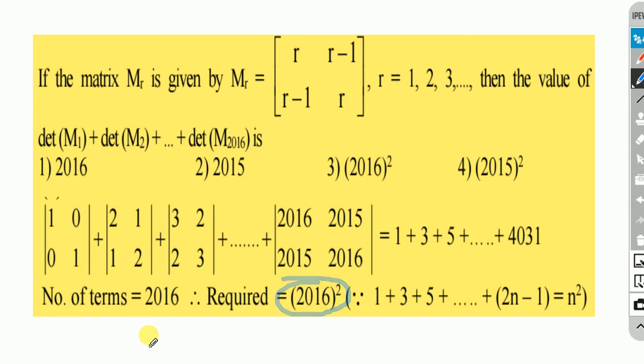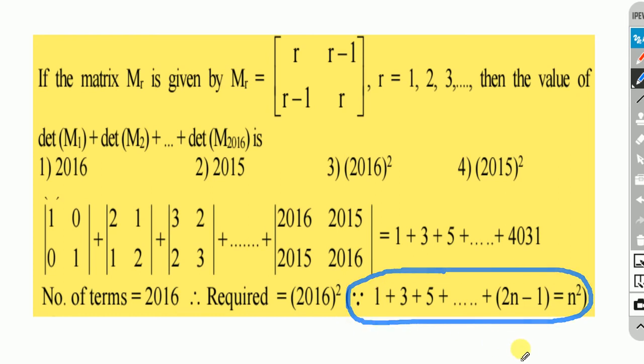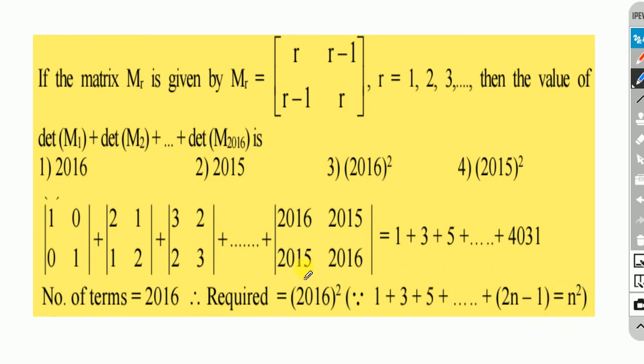2016 square, because here it is given 1 plus 3 plus 5 up to 2n minus 1 is equal to n square. Therefore 2016 square is the right answer for this question.